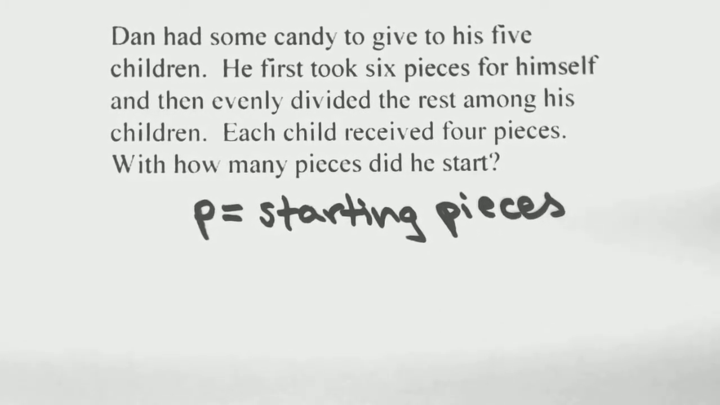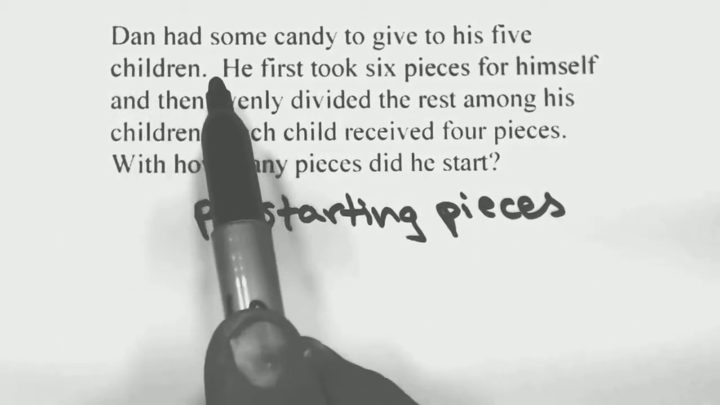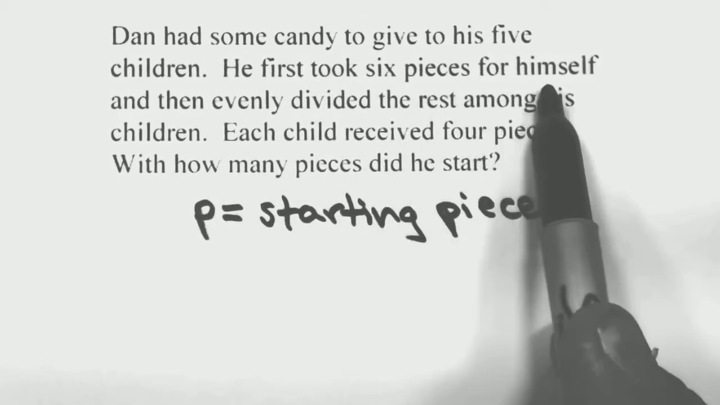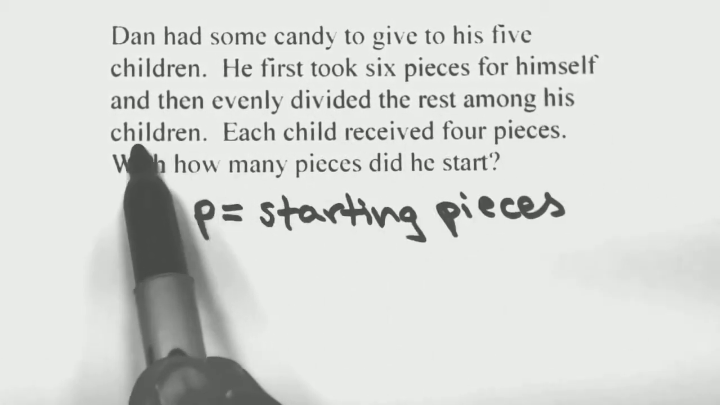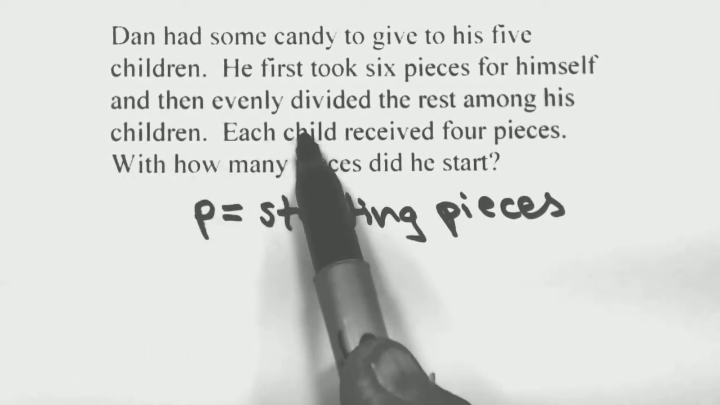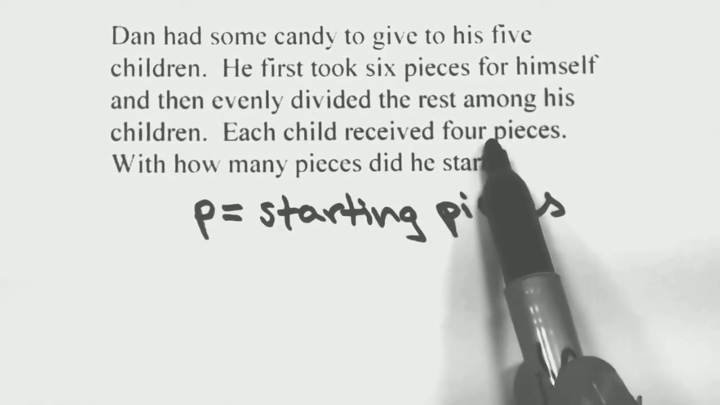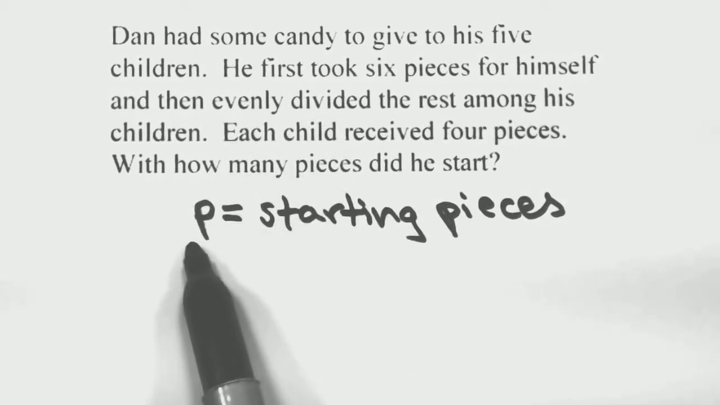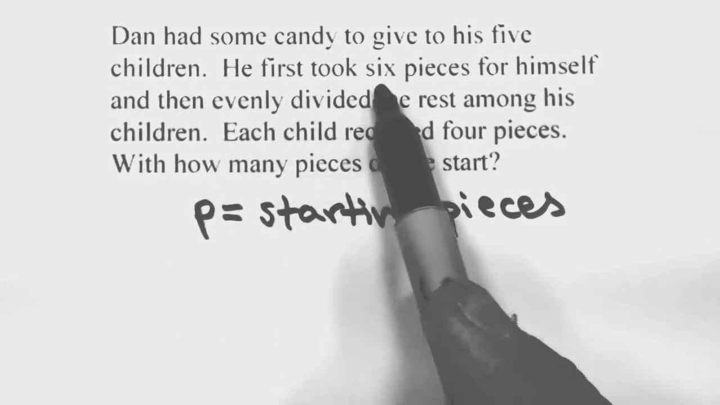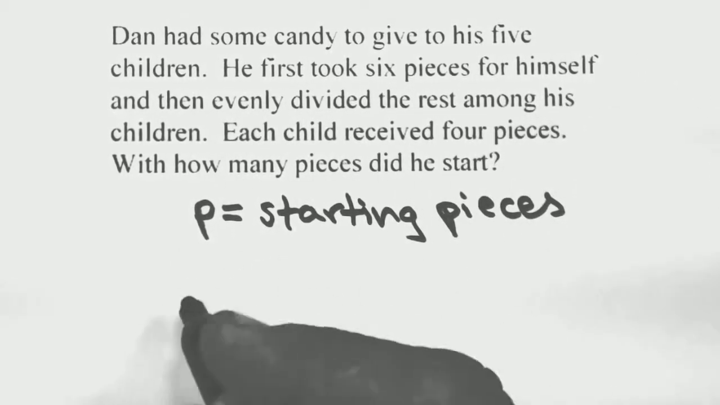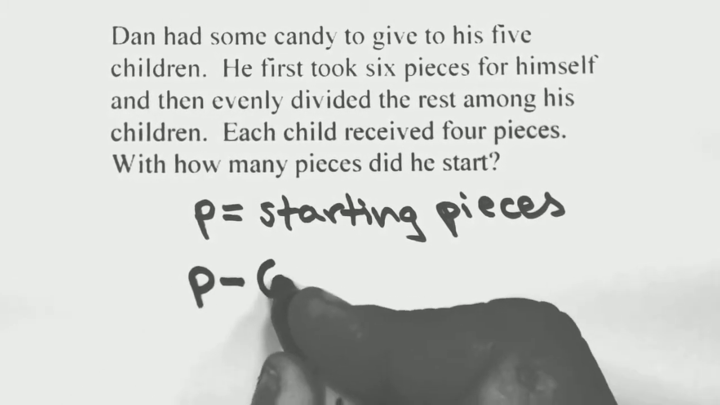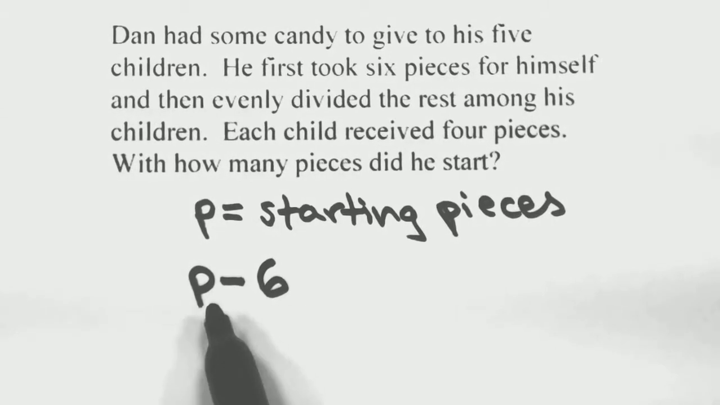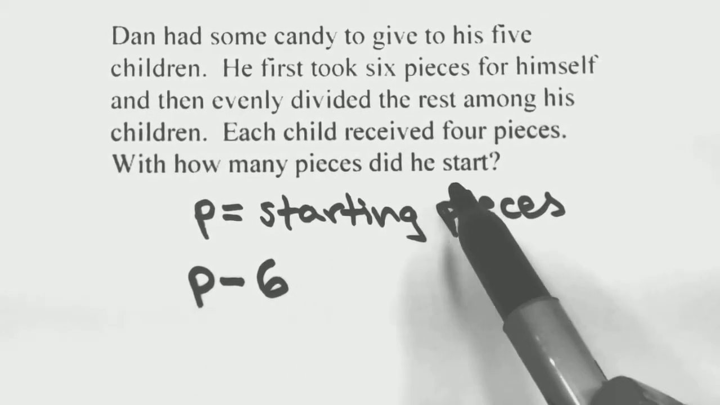Okay, now, let's go back and look at this once again. He first took 6 pieces for himself and then evenly distributed the rest among his 5 children. And each child then received 4 pieces. Okay, well, if P is the number of starting pieces, and he first took 6 pieces for himself, then we've got P, the number of starting pieces, minus 6. That's how many he was going to split up amongst his children.